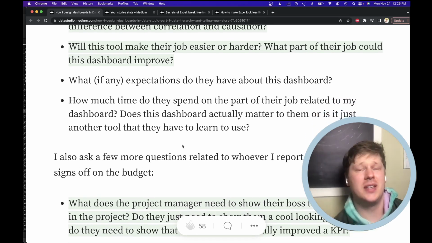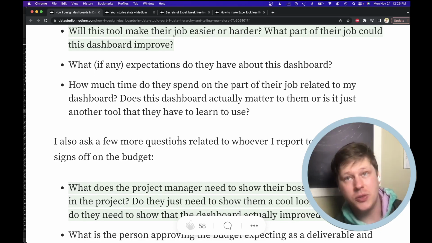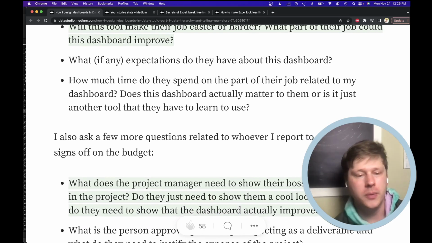What kind of expectations do they have for the project? And how much of their job is dedicated to this tool you're making? Is it just a tiny thing that doesn't matter, or is it a critical part of what they do?